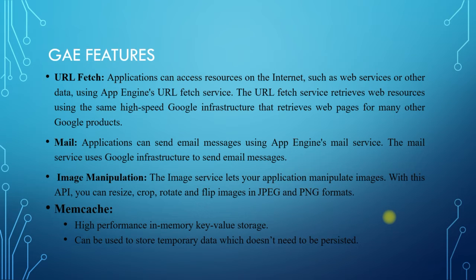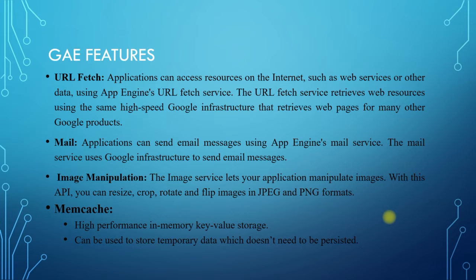So first is URL Fetch. Applications can access resources on the internet, such as web services or other data, using the App Engine's URL Fetch service. The URL Fetch service retrieves web resources using the same high-speed Google infrastructure that retrieves web pages for many other Google products. That's amazing. Now we have Mail. Applications can send email messages using this service. Next we have image manipulation.